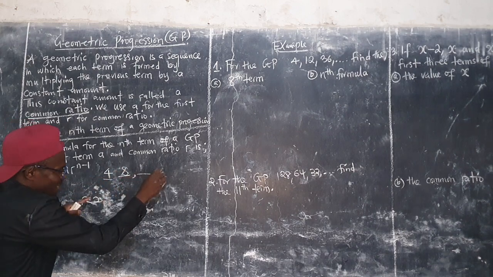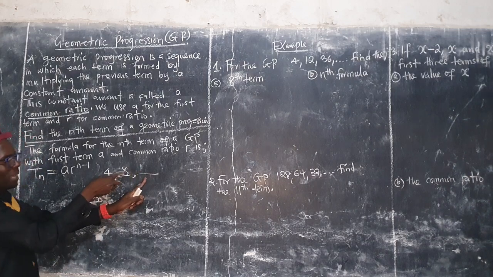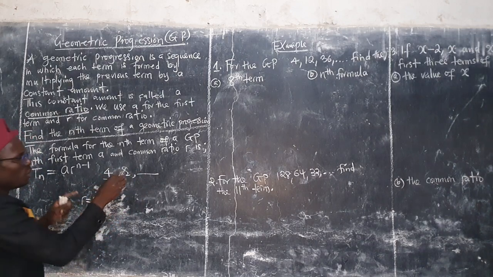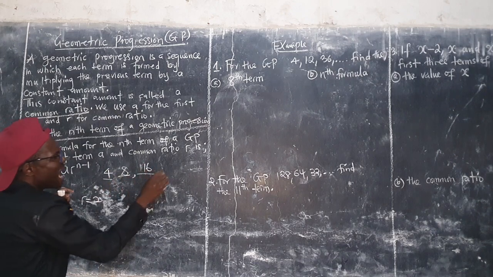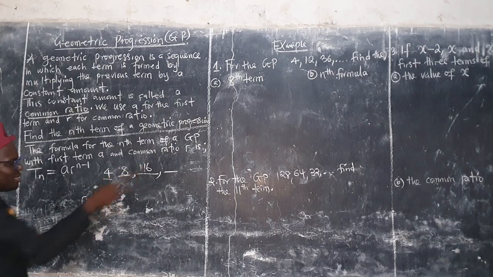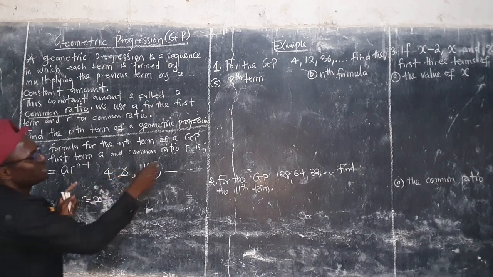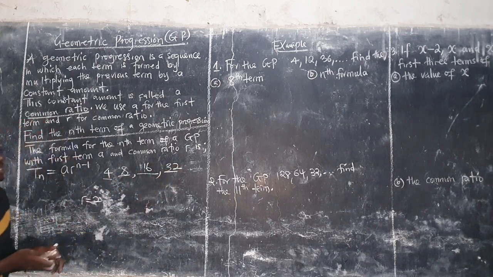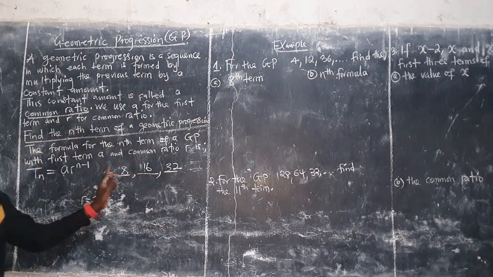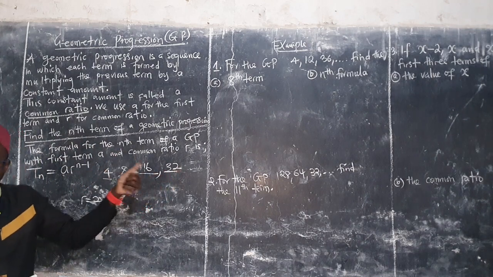For me to get this one here, I'm multiplying the previous, which is 8, times again R, which is 2, which means 8 times 2 is 16. Again, for me to get this one, I'm going to multiply 16 by 2, which means I'm going to get 32. So we keep on multiplying, but for AP we were adding, but for GP we're supposed to multiply. Are we okay there?